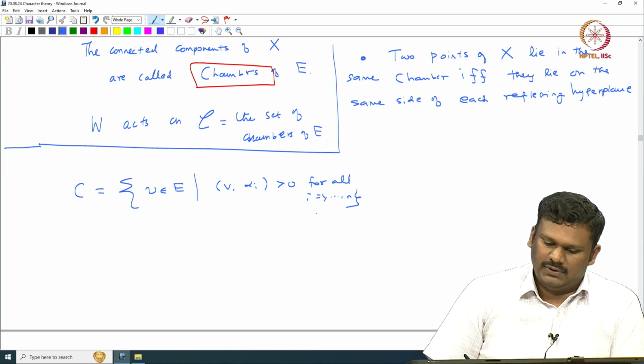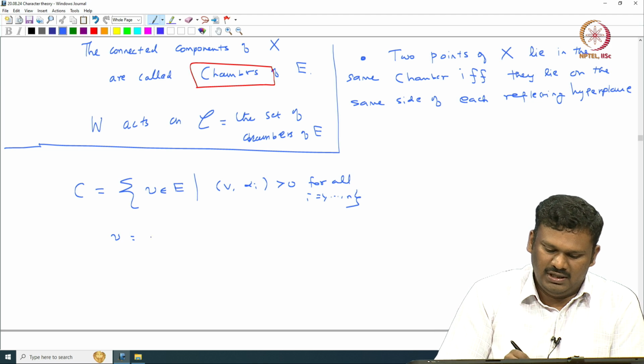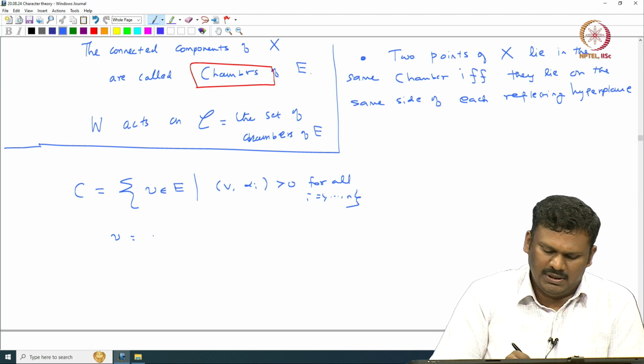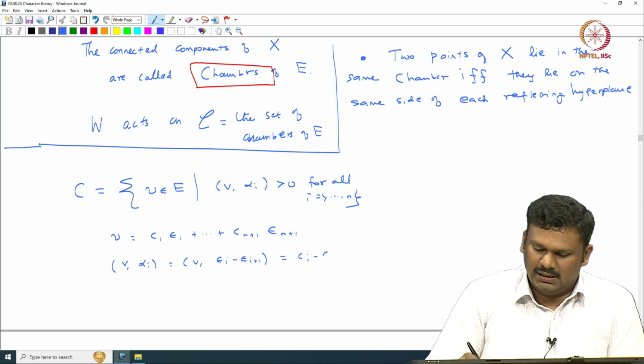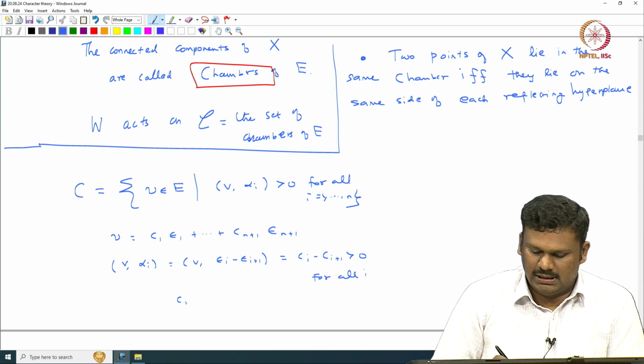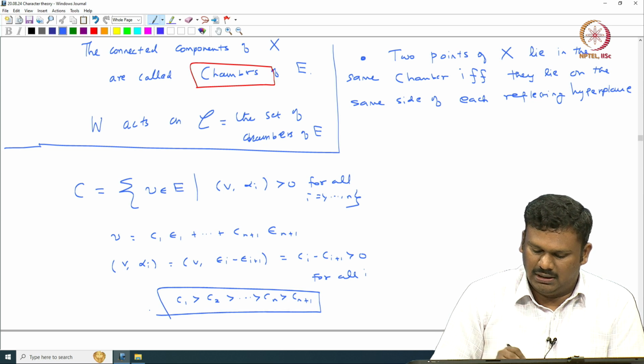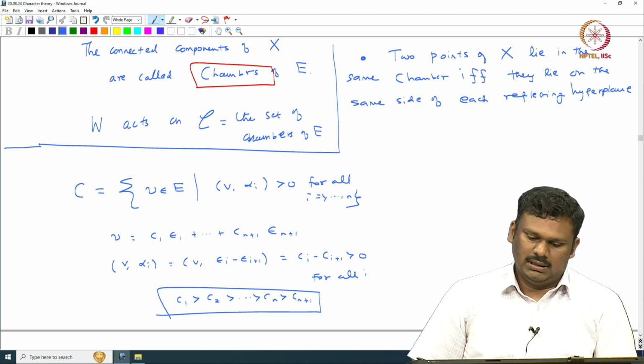So, now in terms of the coefficients, if you write v in terms of this epsilon_i basis, then this is c_1 epsilon_1 plus etcetera, c_{n+1} epsilon_{n+1}. Then you can easily see that (v, alpha_i) is nothing but (v, epsilon_i minus epsilon_{i+1}), which is exactly c_i minus c_{i+1}. So, we demand that this is positive for all i. That says that c_1 must be greater than c_2, greater than etcetera, greater than c_{n+1}. This is the inequality that we get when you take this fundamental chamber.